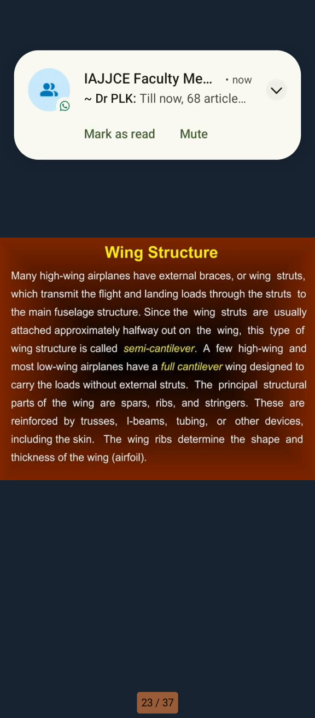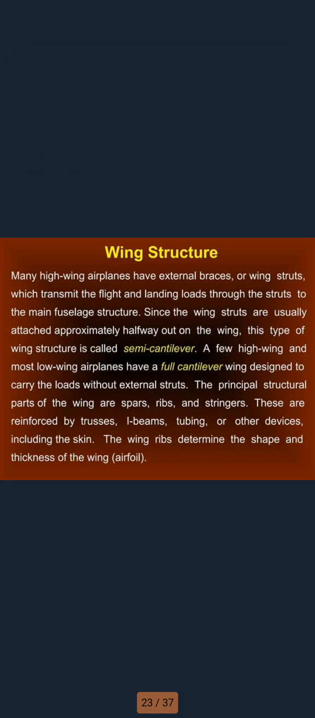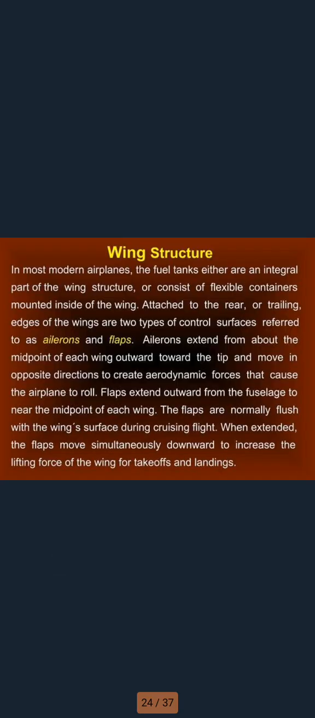The principal structural parts of the wing are spars, ribs and stringers. These are reinforced by trusses, I-beams, tubing or other devices, including the skin. The wing ribs determine the shape and thickness of the wing. In most modern aeroplanes, the fuel tanks are either an integral part of the wing structure or consist of flexible containers mounted inside the wings.